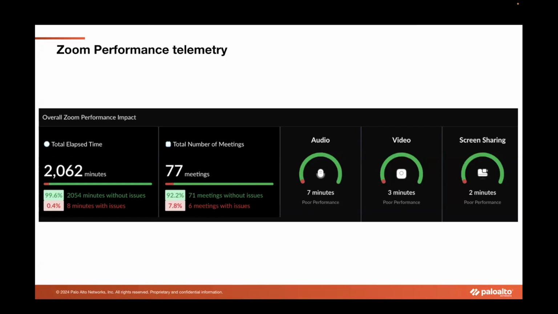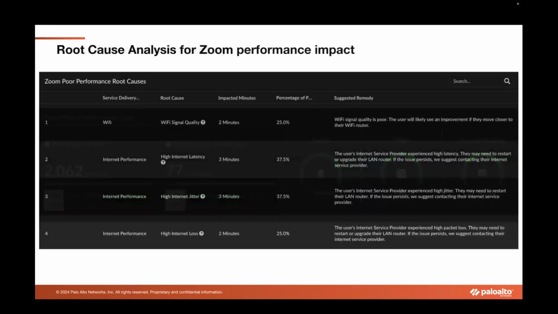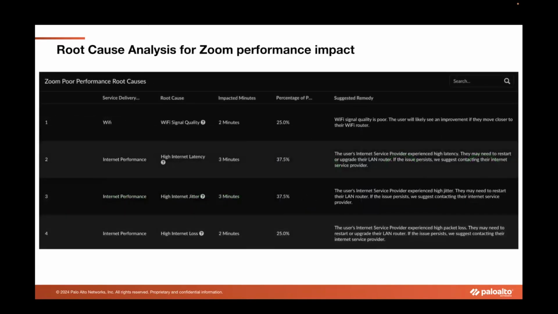Now we take this data and we correlate it with the ADEM performance insights that we have, and we are able to tell exactly this user's screen share is freezing because this user's home network is introducing 20% packet loss. So we are able to make that correlation with the insights that we collect with the Zoom telemetry, and we are able to provide the exact root cause.